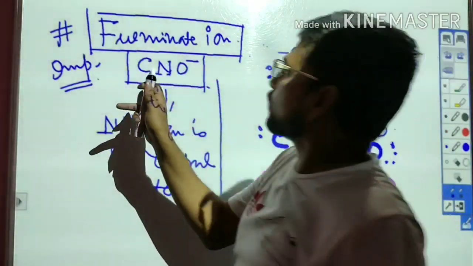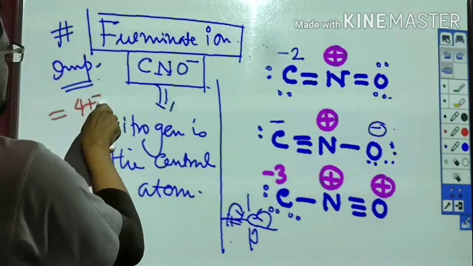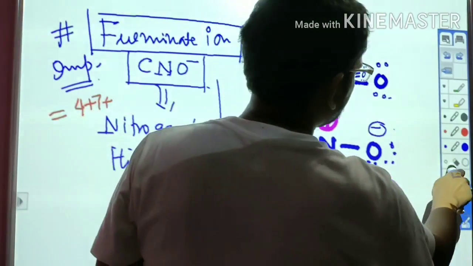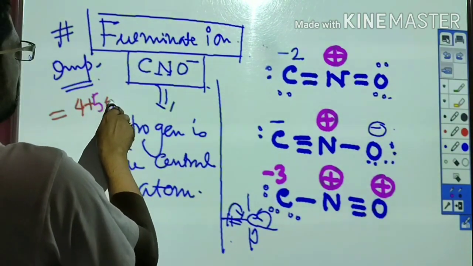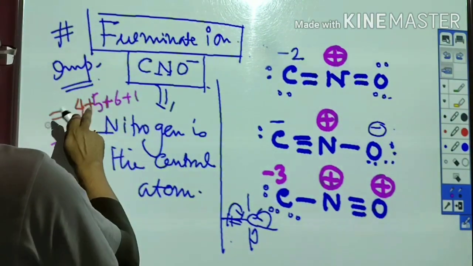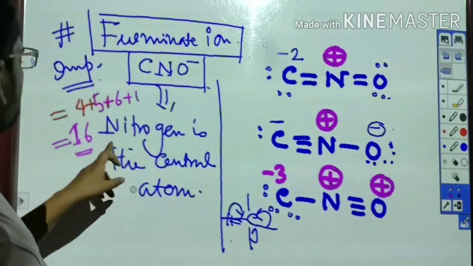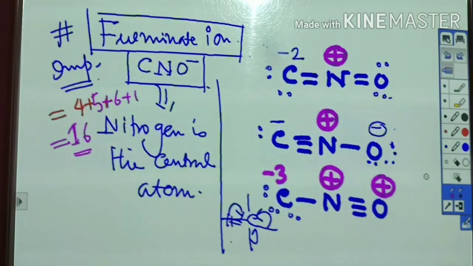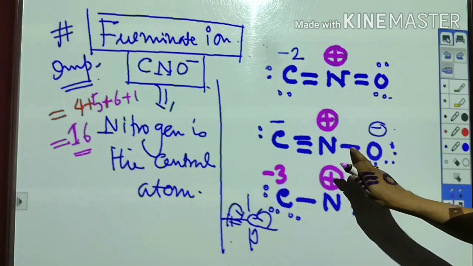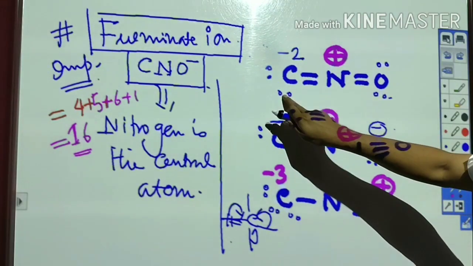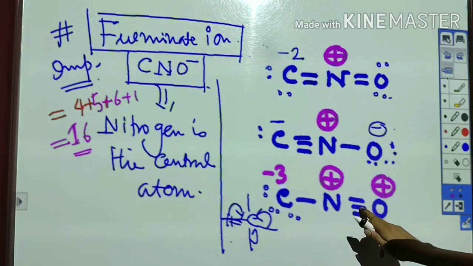Now if you count the total electrons, how many total electrons are there? Okay, let me count that. 4 plus 5 plus 6 plus 1. Total 16 electrons: 4 for carbon, nitrogen 5, oxygen 6 plus 1. So 16 electrons. Now any structure you can take and count the total electrons. See, 2, 4, 6, 8, 10, 12, 14, 16. Here 2, 4, 6, 8, 10, 12, 14, 16. Here 2, 4, 6, 8, 10, 12, 14.